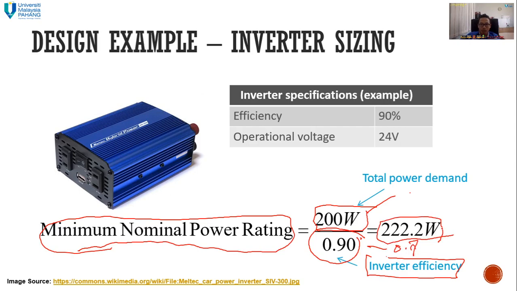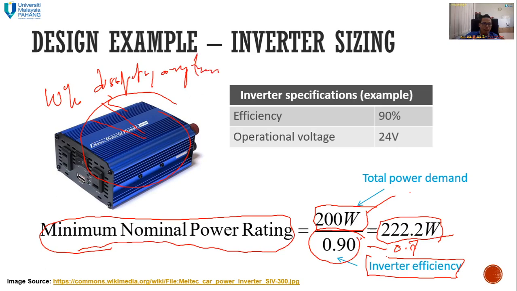Actually, the power that you need is not only 200 watt, but 222.2 watt, because power is also dissipated directly in the inverter. That's why the inverter efficiency is very difficult to get to 100%, of course. So 90% means 10% is dissipated, dissipates away from the inverter. Okay, all right.